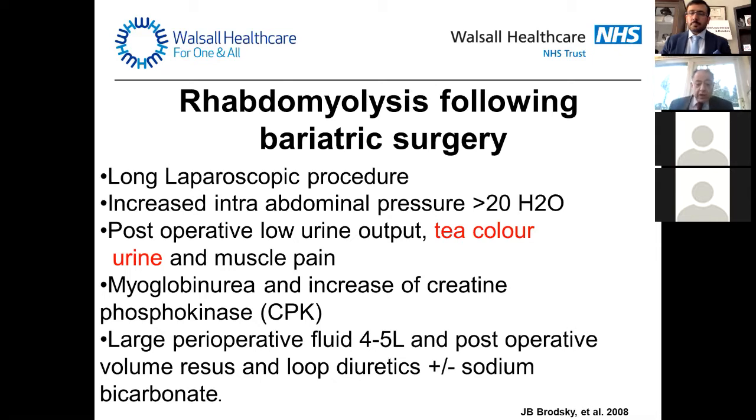Usually you get tea-colored urine at the end. If you pick it up early, you can avoid fatality by increased fluid, forced diuresis and a large volume of fluid, and you give them bicarbonate in order to neutralize this myoglobinuria. But it can very easily end up in renal failure and a poorer outcome.